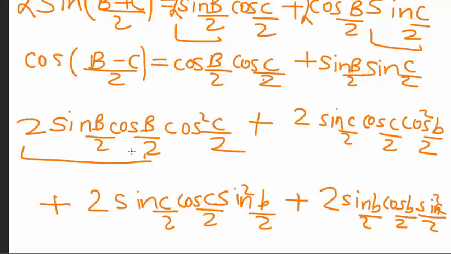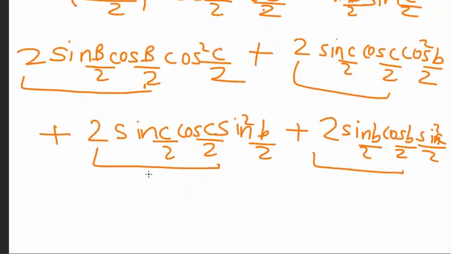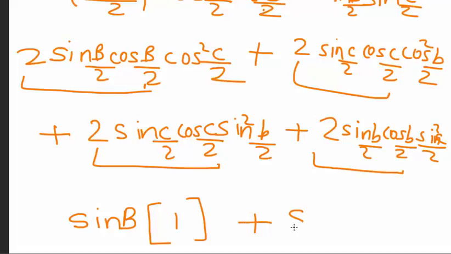Alright, so basically this thing is sine of c, this thing is sine of b, this thing is sine of c. Let's take the common parts. So if I just take sine of b common, I'm going to get cos square c by 2 plus sine square c by 2, which is just 1. Similarly, if I take sine of c common, which is this and this, I'm going to get sine square b by 2 plus cos square b by 2, which is again 1. So we got sine of b plus sine of c.